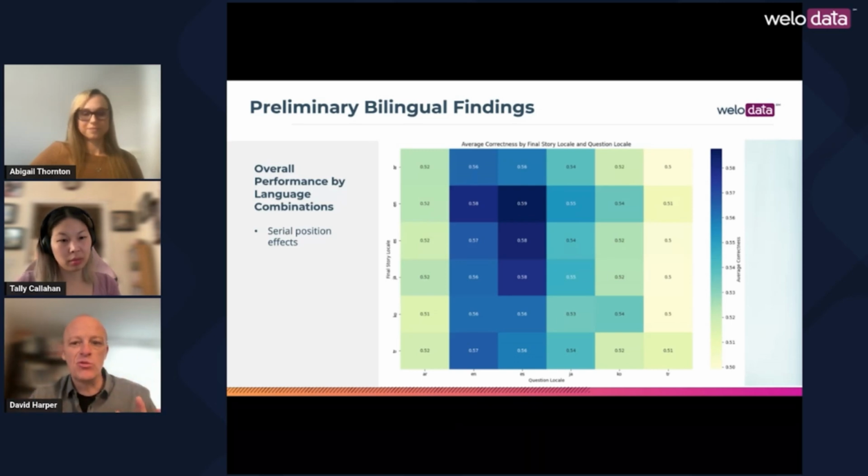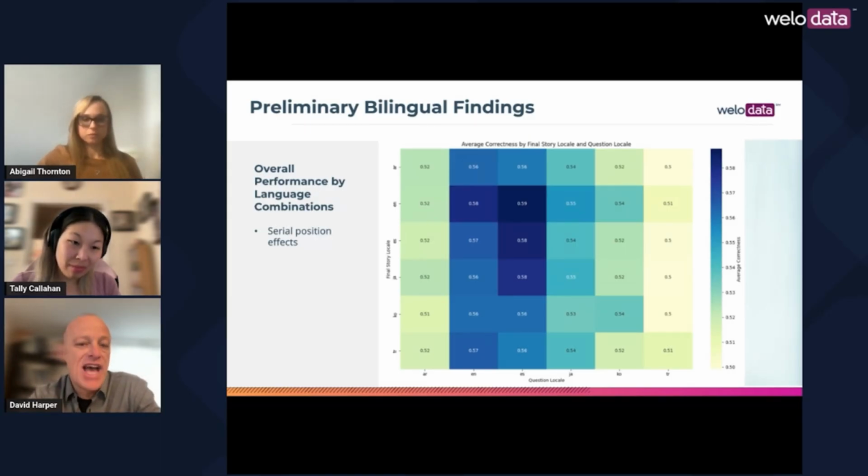First, let me orient you a little bit to this heat map. We have a story in one language, and then we have a question that is asked in one of the 6 languages that we studied. Story language is indicated on the y-axis. I'm sorry for the small font, but the top row is Arabic, and if you move down, we have English, Spanish, Japanese, Korean, and Turkish. Those are all the story languages.